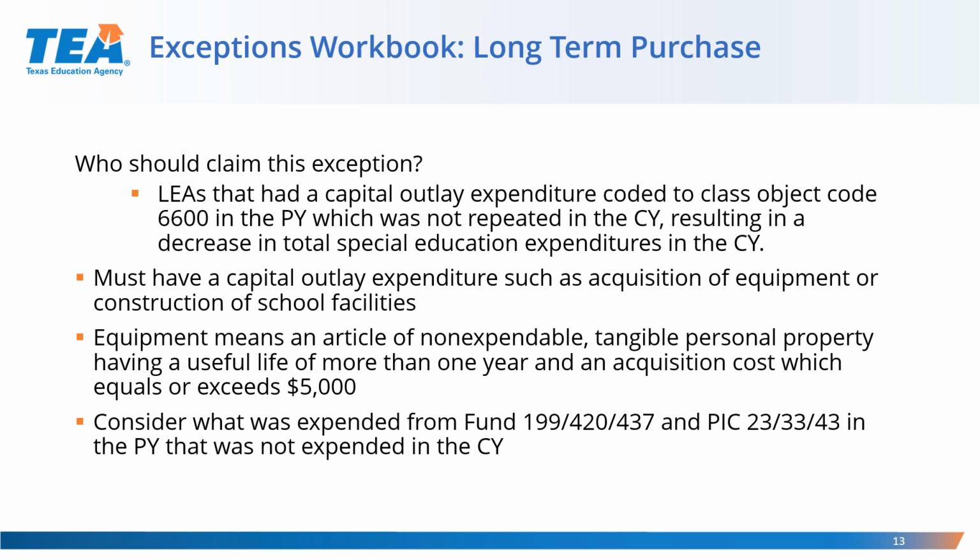Equipment means an article of non-expendable, tangible, personal property having a useful life of more than 1 year and an acquisition cost which equals or exceeds $5,000. Keep in mind to consider what was expended from Fund 199, 420, 437, and PIC 23, 33, 43 in the previous year that was not expended in the current year.